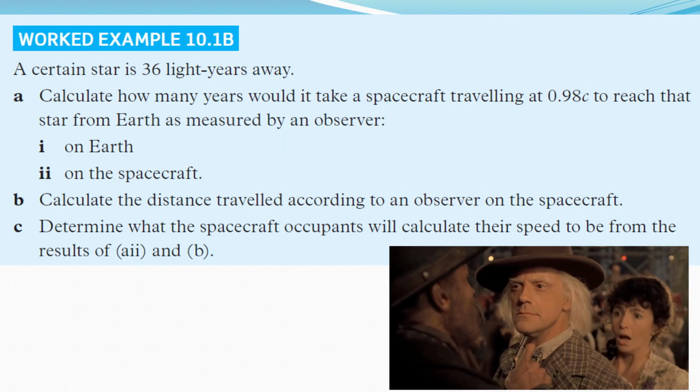So, certain star is 36 light years away. Calculate how many years it would take a spacecraft travelling at 0.98 to reach that star from Earth as measured by an observer on Earth. Calculate the distance travelled according to an observer on the spacecraft. So that's our relativistic length. And what will the people on the spacecraft calculate their speed to be?